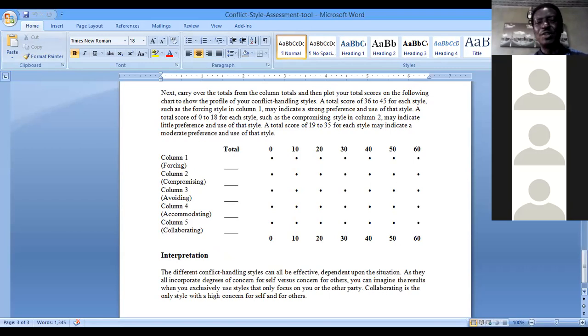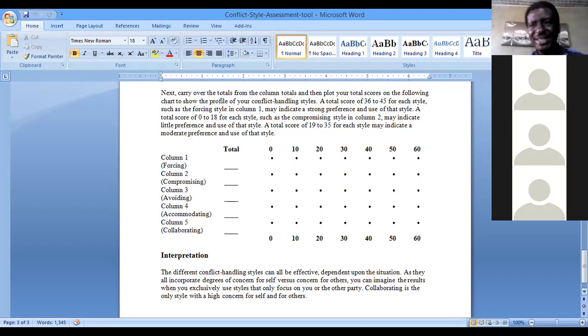Then column 2 is called compromising style. So if you score between 36 to 45 in that style, you have a very strong preference for that style. If you score between 0 to 18 in column 2, which is compromising, you have little preference for that style. If you score between 19 to 35 in column 2, you have a moderate preference for that style.